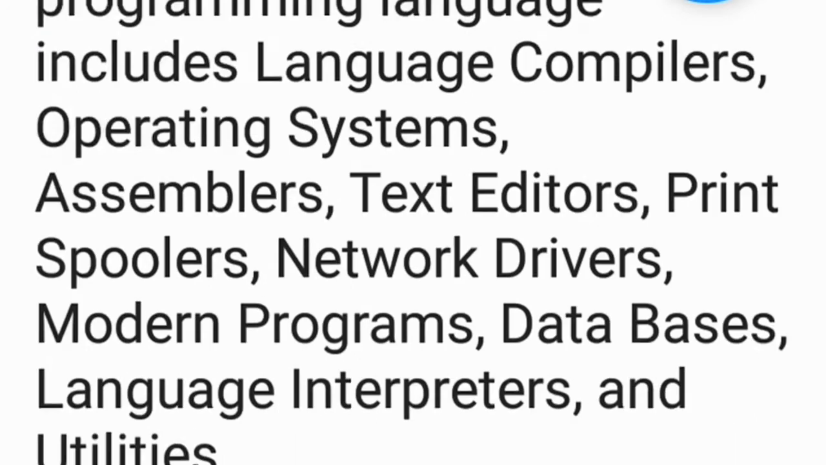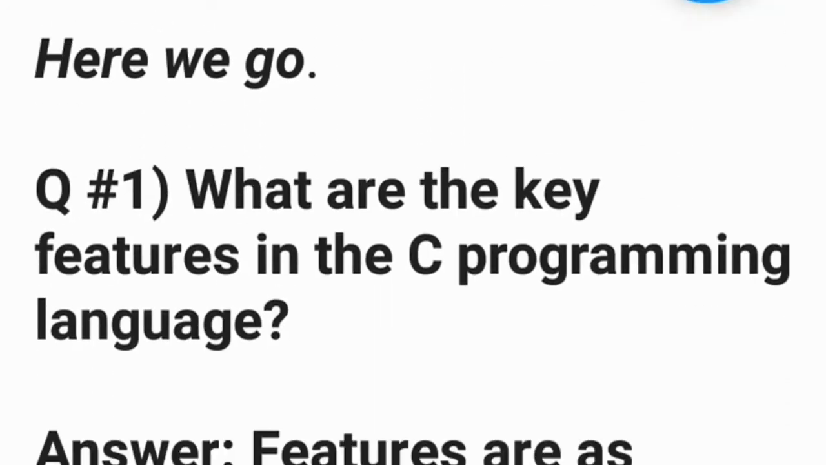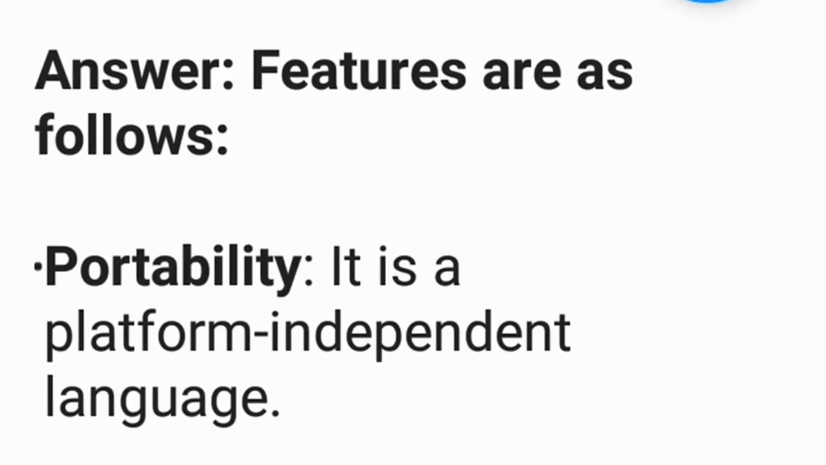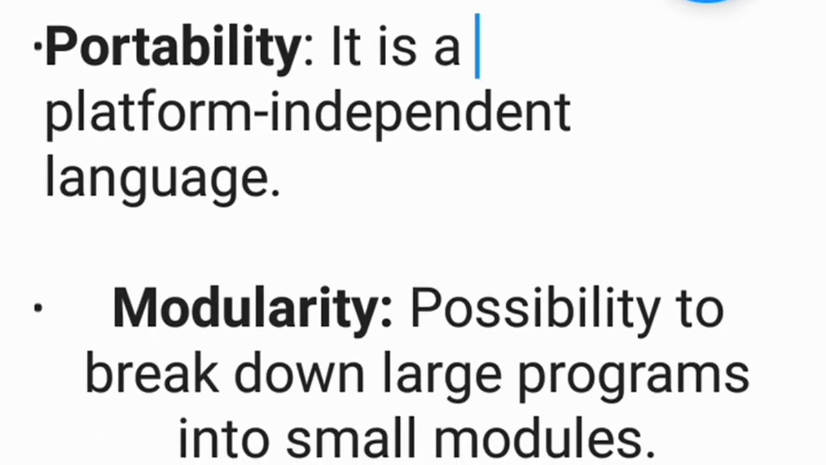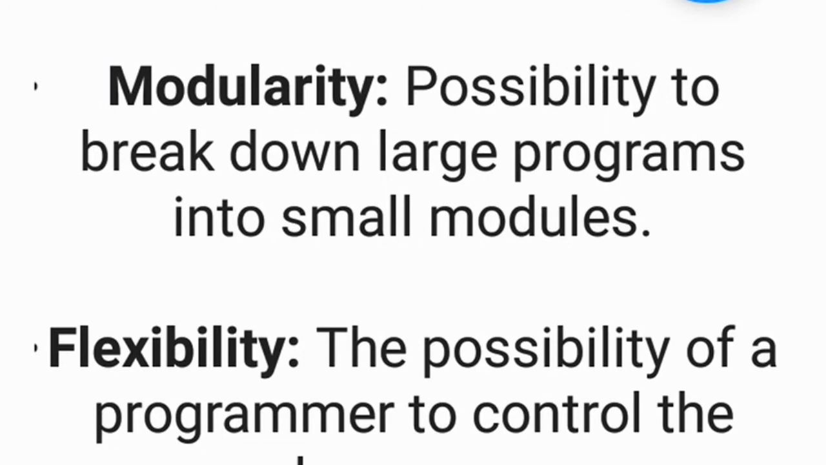Most common C programming interview questions. Here we go. Q number 1. What are the key features in C programming language? Answer. Features are as follows. Portability. It is a platform-independent language. Modularity, possibility to break down large programs into small modules.